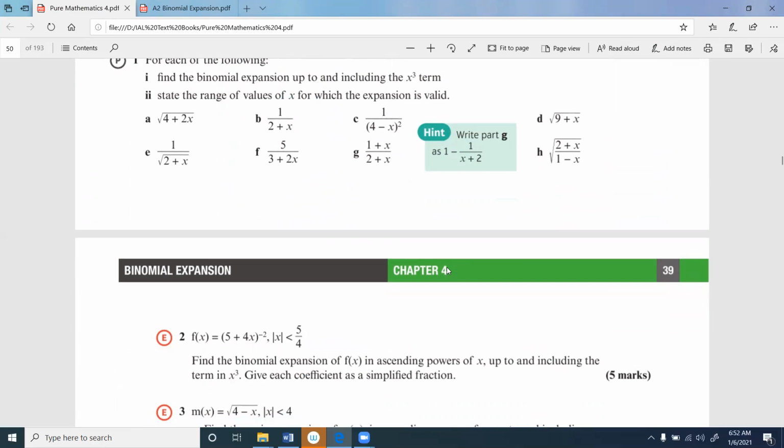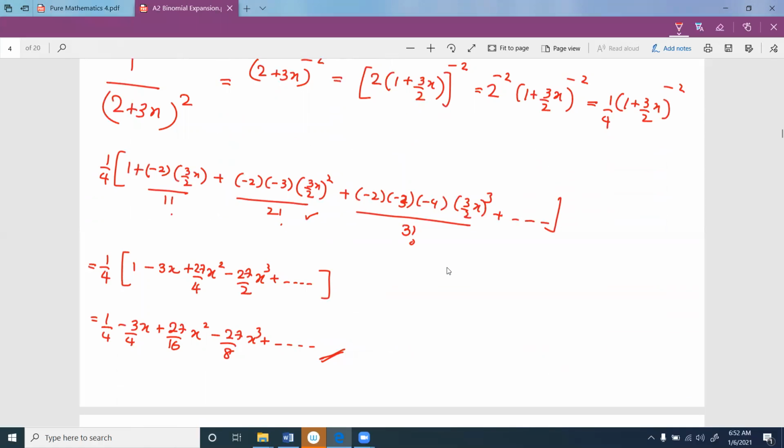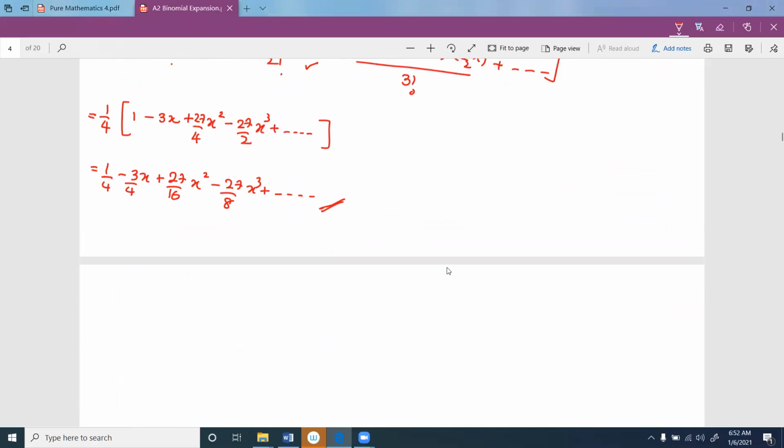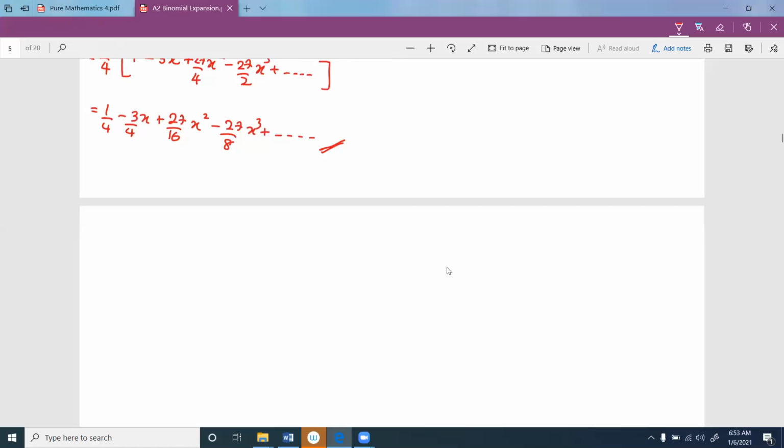If you happen to work out this kind of question, 1 over x times 1 over (2 plus x). Actually, this bracket is not required. I just wrote it by mistake. This is not required.